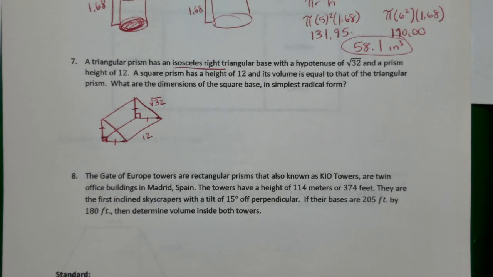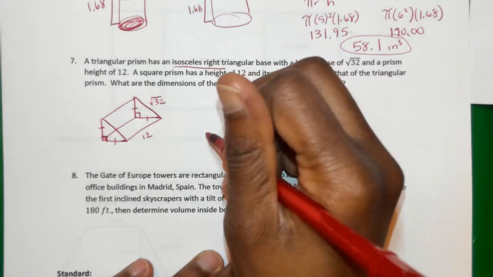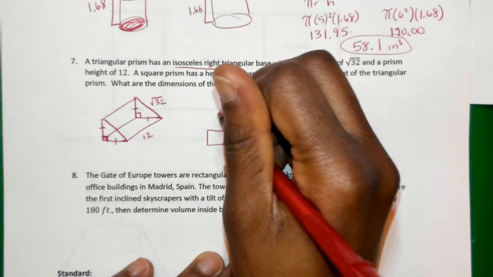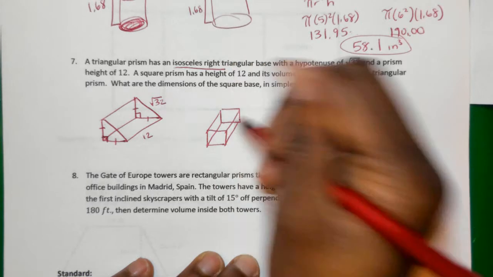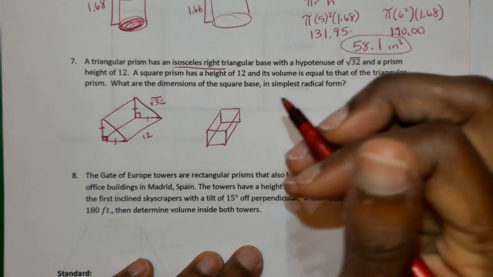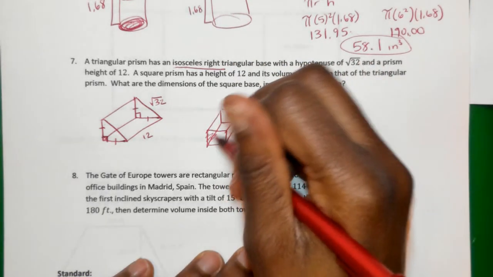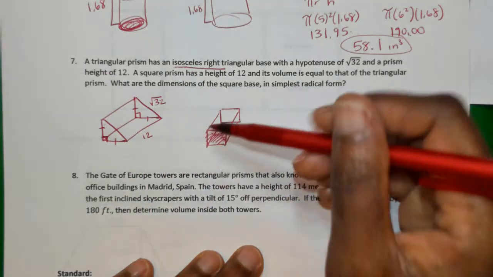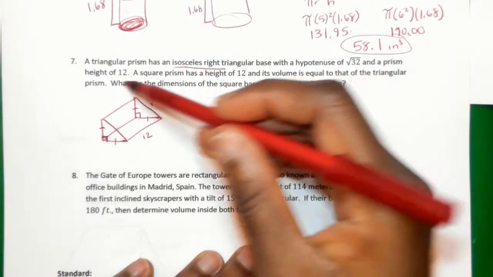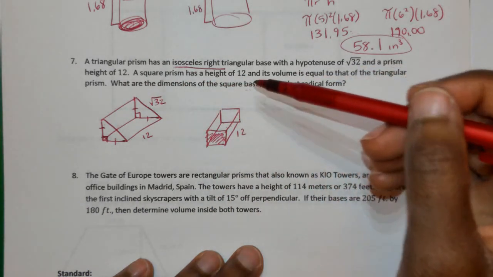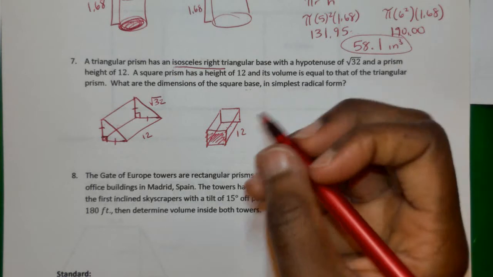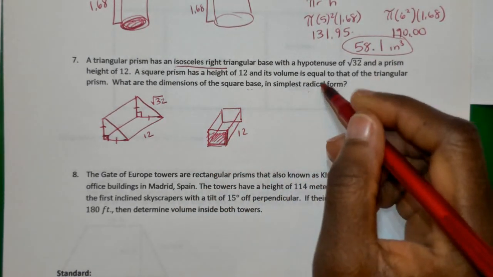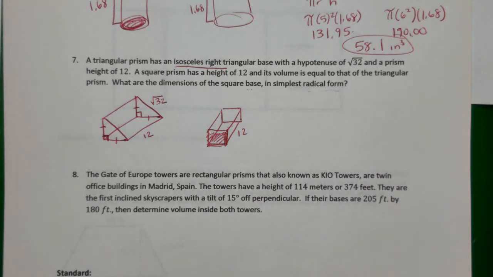So a square prism has a height. Okay, it's also got a square prism in it. The square prism has a height of 12. Okay, I'll make these my bases. So my height is 12, and its volume is equal to that of the triangular prism. So these have equal volumes, and they want us to work backwards to find the square base dimensions. So they want to know what this and this are, and they're the same thing. And they want the answer in simple radical form.